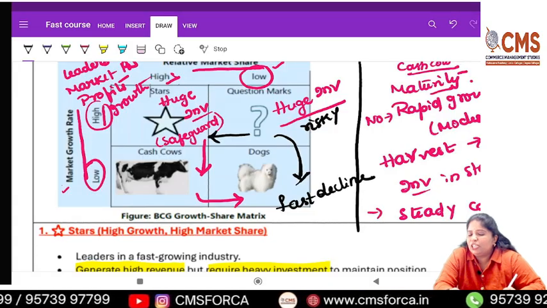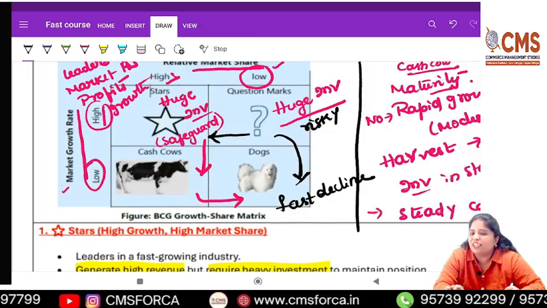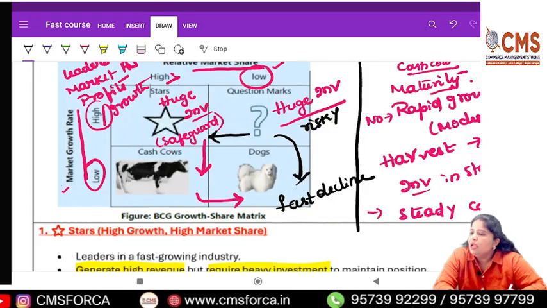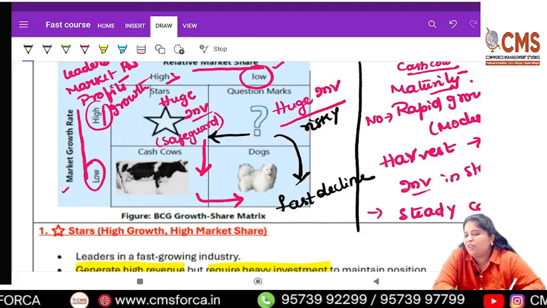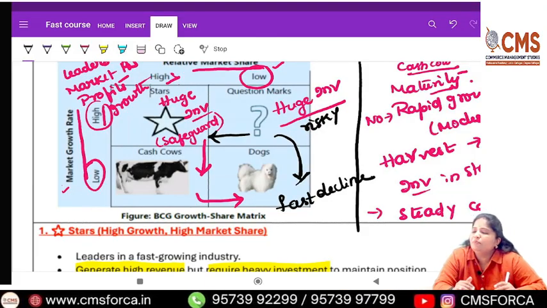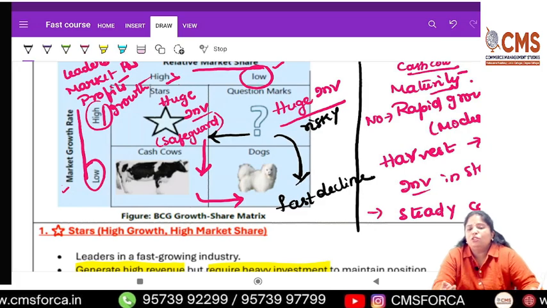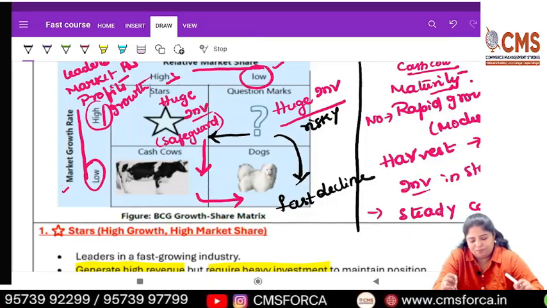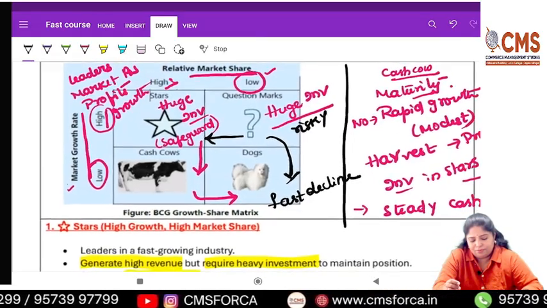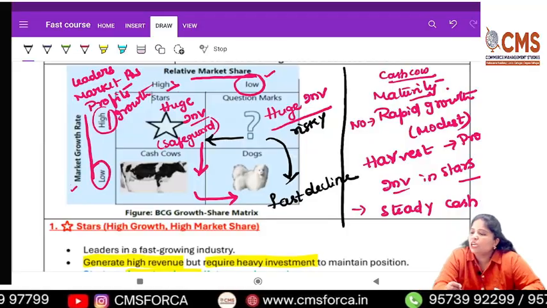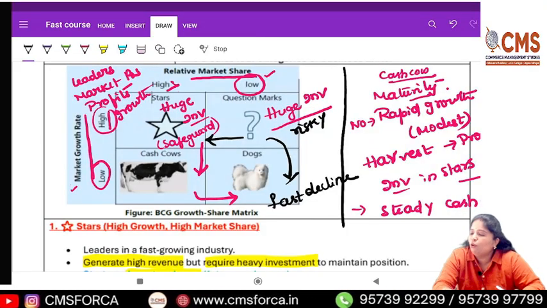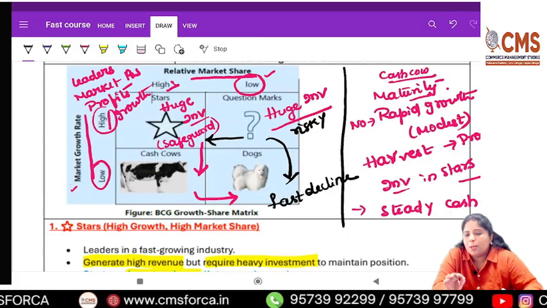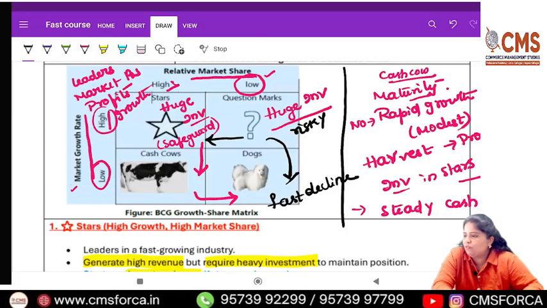For the dog category of business units, they lack direction, they lack management, because of which they decline very, very fast. And because of this fast decline, the option is you can either divest or liquidate. That's a quick explanation of the 4 assumptions we have on the BCG matrix, the 4 cells and 4 scenarios.